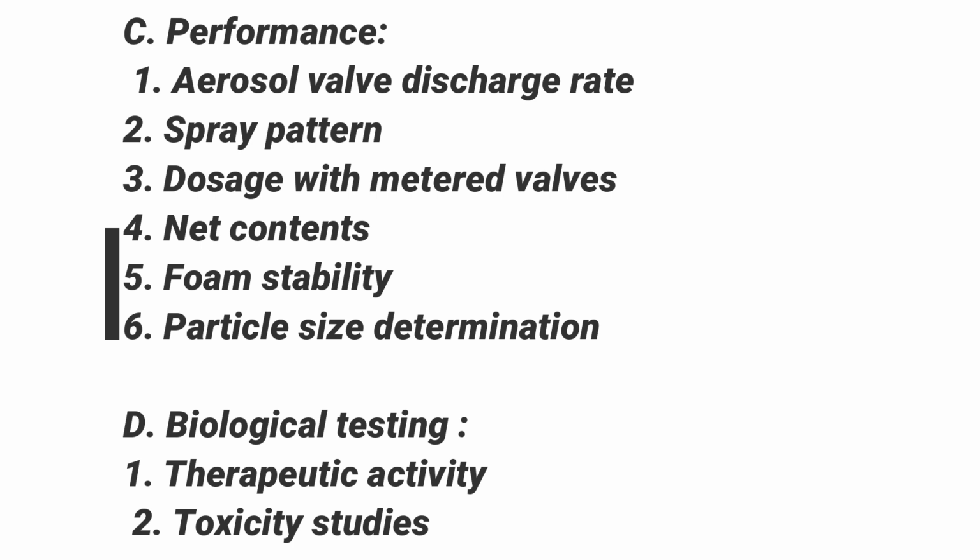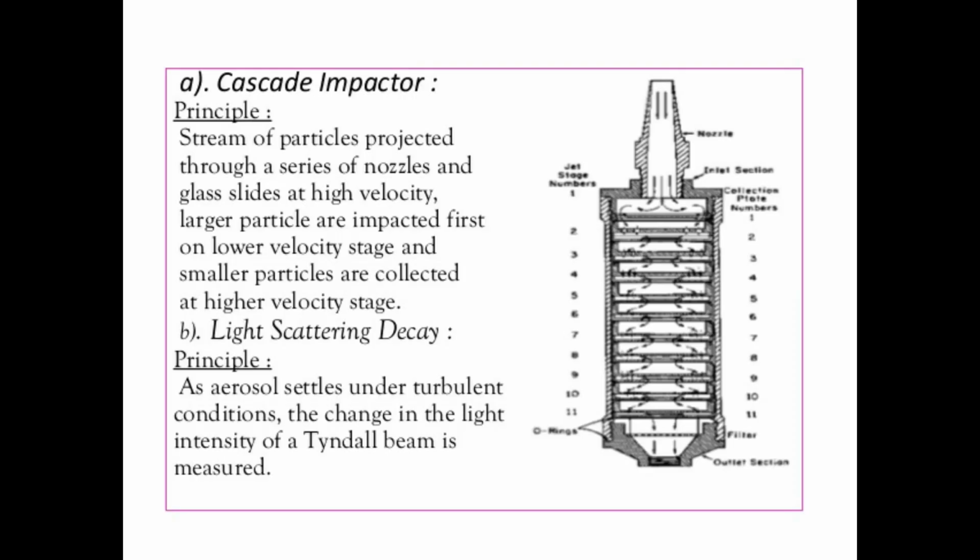The next test is foam stability. The methods involved are visual evaluation, time for a given mass to penetrate the foam, time for a given rod inserted into the foam to fall, and rotational viscometer. The next test is particle size determination. In particle size distribution, two methods are involved: cascade impactor and light scattering decay.